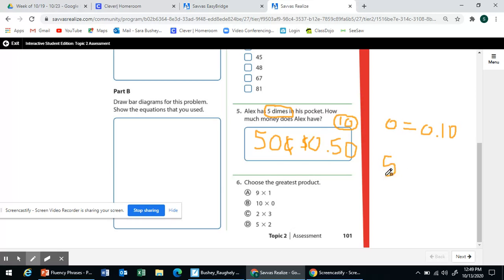You could have done 5 times 10. Some of you may have chosen to skip count, and that would have sounded like 10, 20, 30, 40, 50. There are many ways you could have solved this. I would not have recommended counting up 10 tally marks for this one. That might have taken you some time.